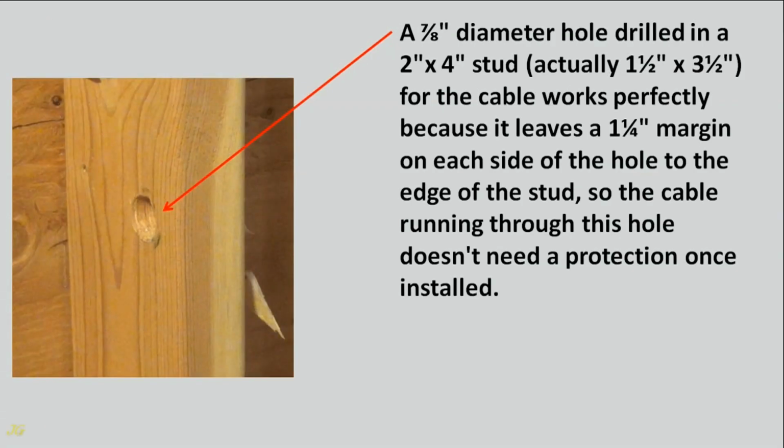A 7/8 inch diameter hole drilled in a 2 by 4 inches stud, actually 1.5 by 3.5 inches, for the cable works perfectly because it leaves a 1 1/4 inch margin on each side of the hole to the edge of the stud, so the cable running through this hole doesn't need protection once installed.